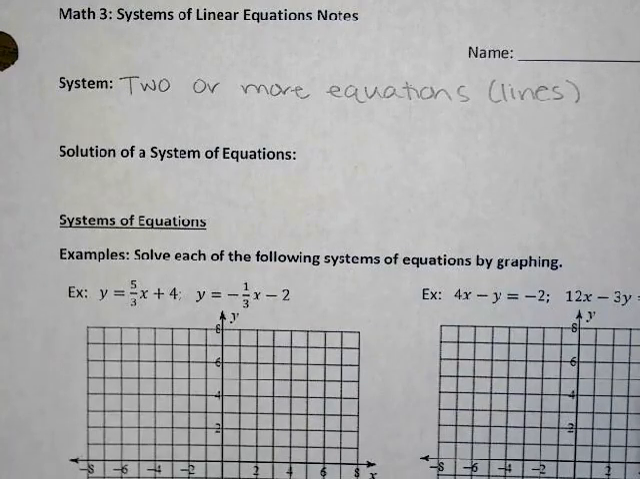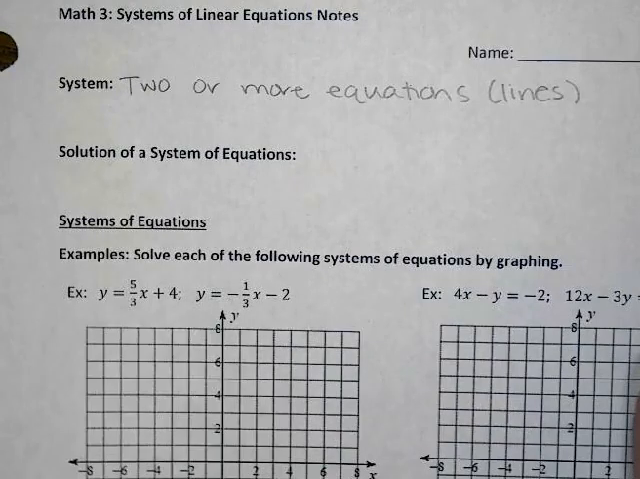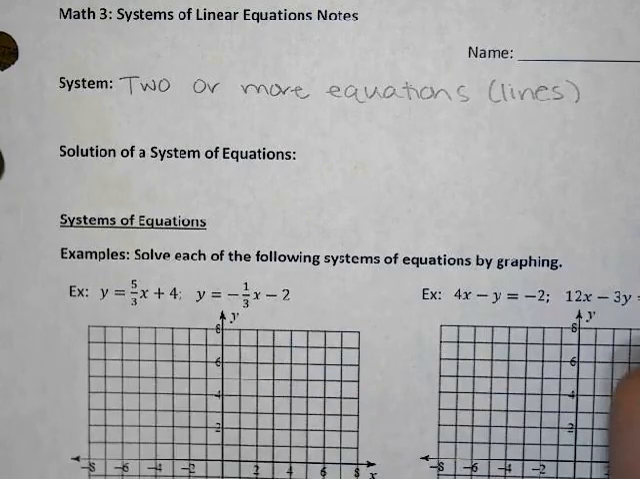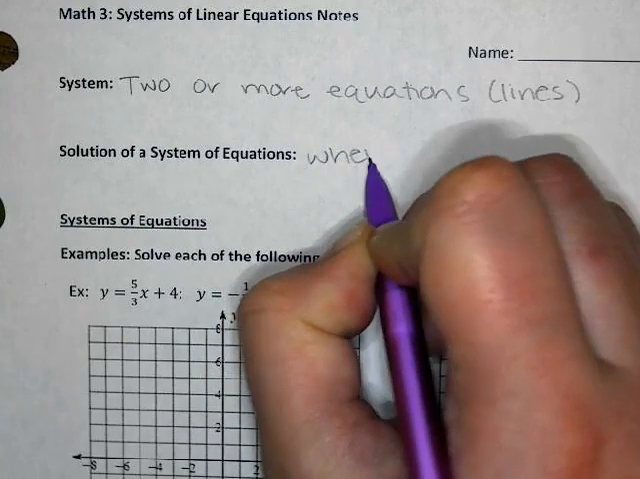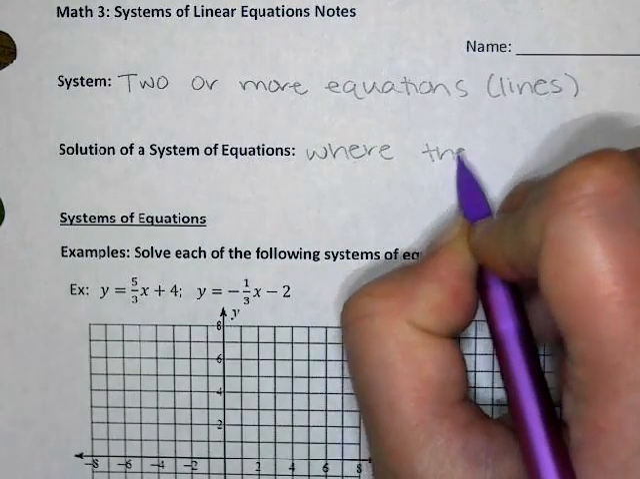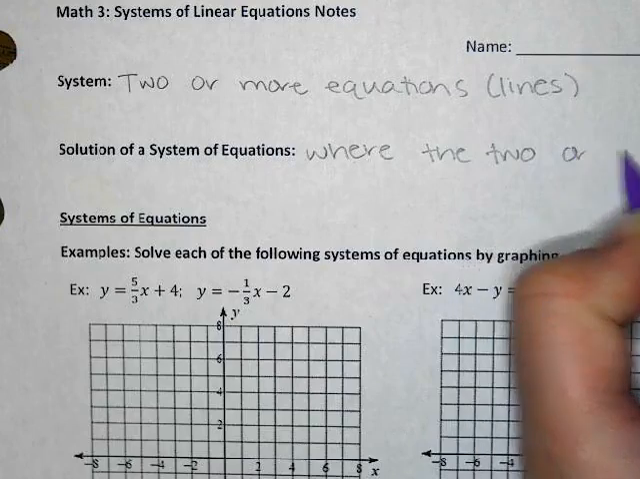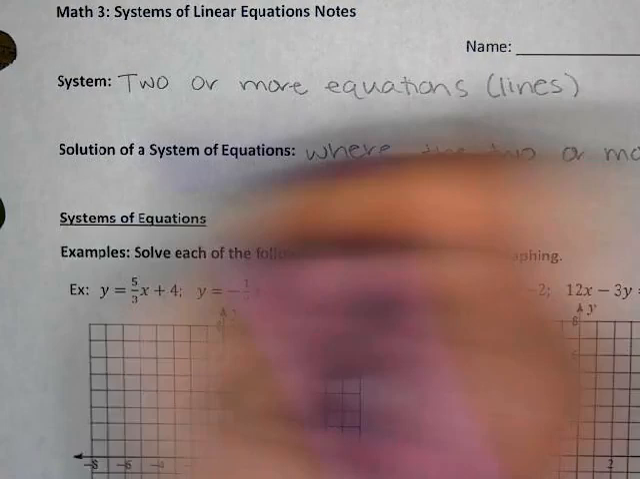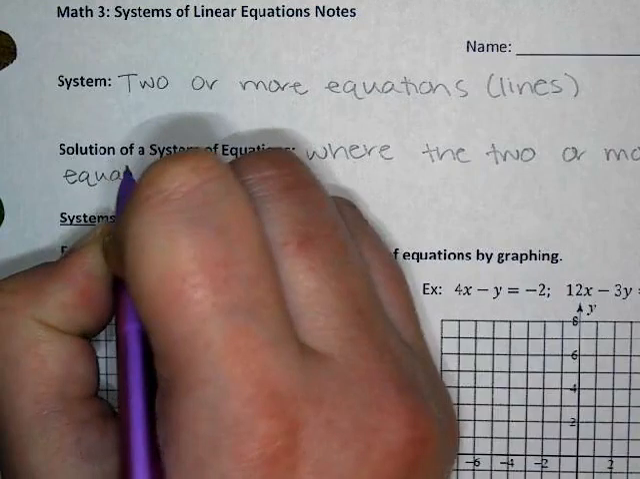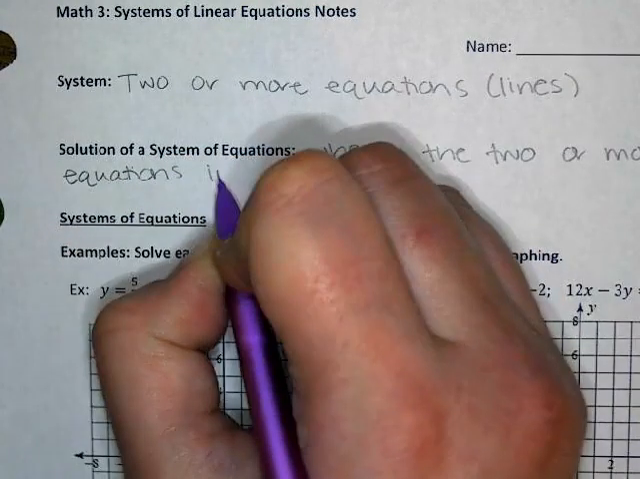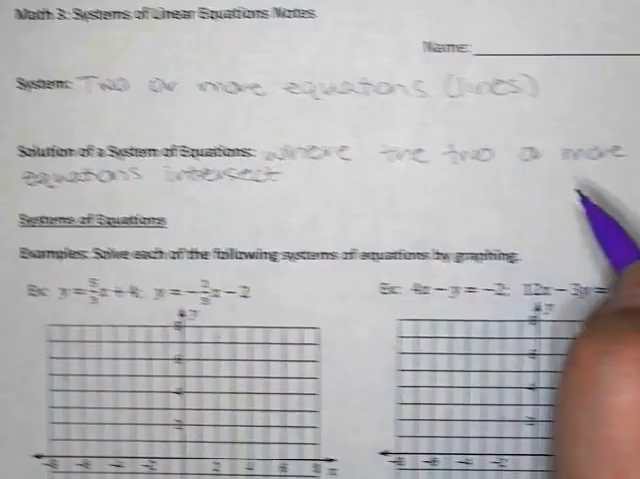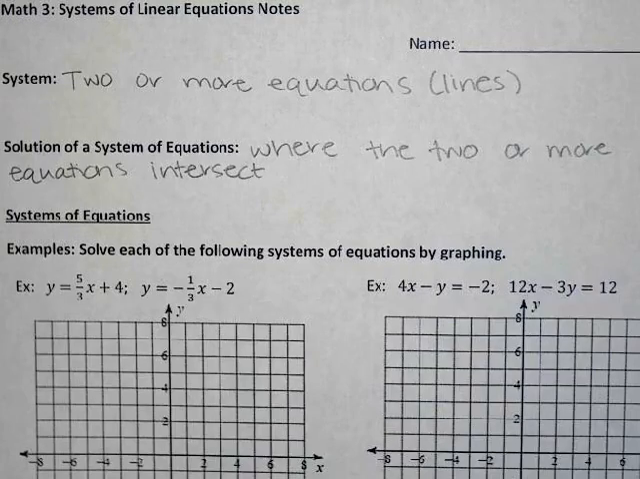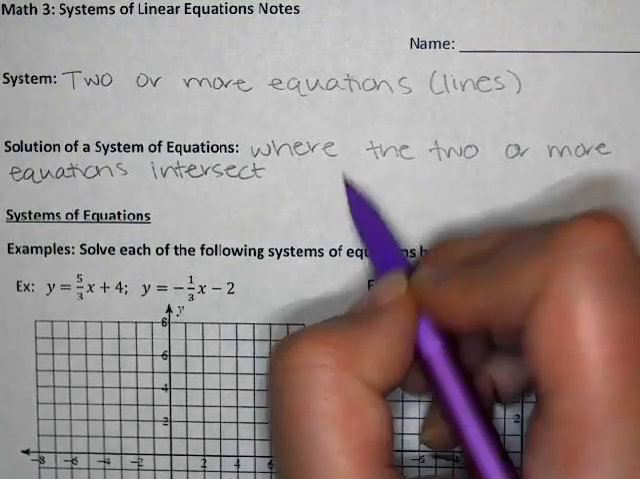So when we solve that system, when we graph those two or more equations or those two or more lines, we're going to see that the solution of a system of equations is where the two or more equations intersect. So where the two or more equations intersect, which means where they cross each other.